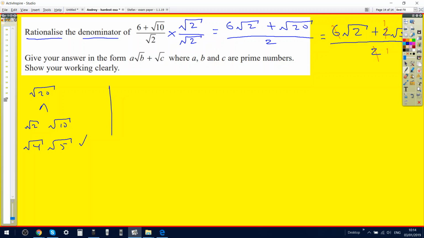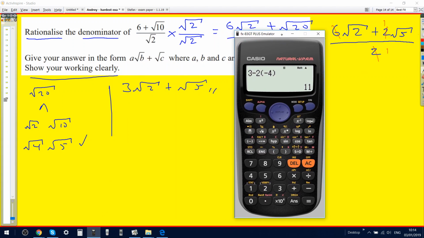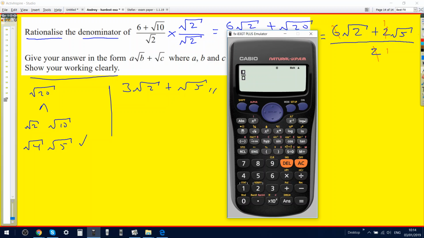3 root 2 plus root 5. That's it. So they said here, show your working clearly. What you can do to check your answer is your calculator does this automatically. So you can just put in 6 plus root 10 over root 2. So that's just the question. And there you go. 3 root 2 plus root 5. But they wanted it in the order we gave it, so that's fine.